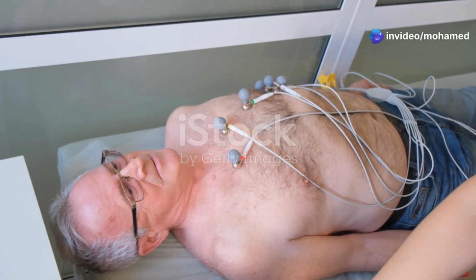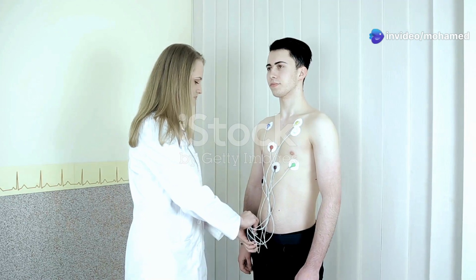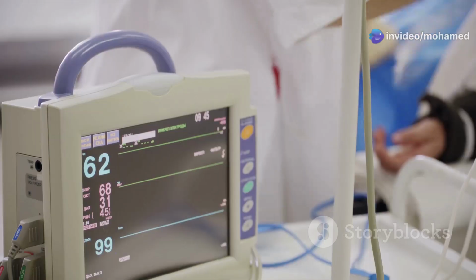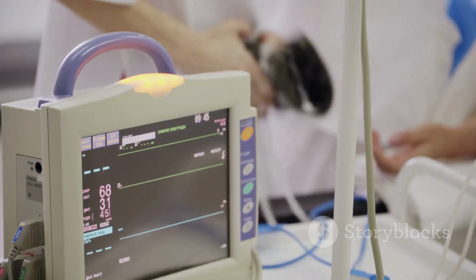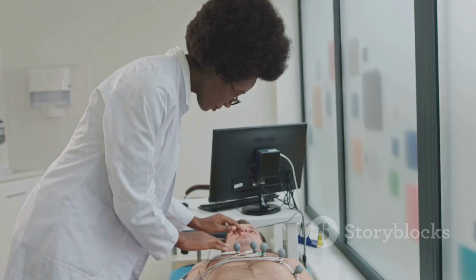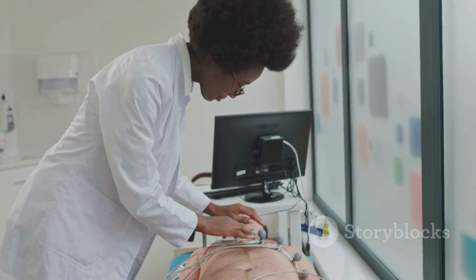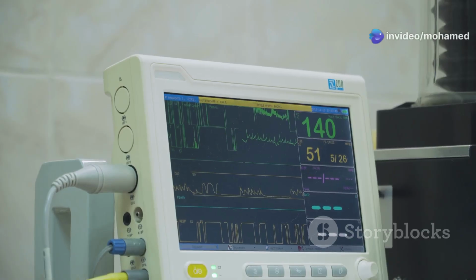Think of ECG leads as different cameras. Each camera is pointed at the heart from a different angle. These cameras capture the heart's electrical activity from various perspectives. A standard ECG uses 12 leads. These leads provide a comprehensive view of the heart's electrical activity.